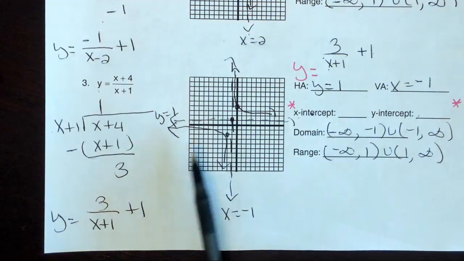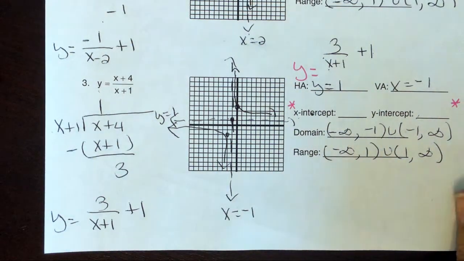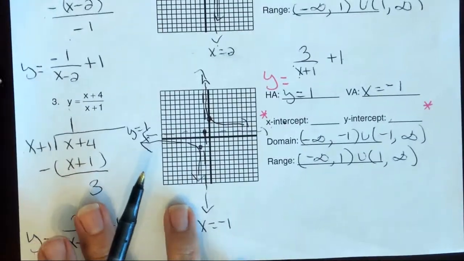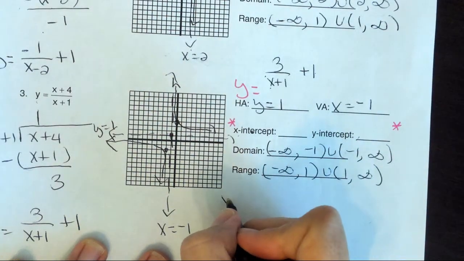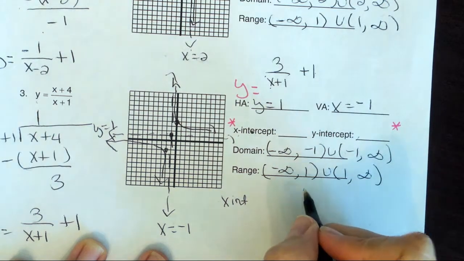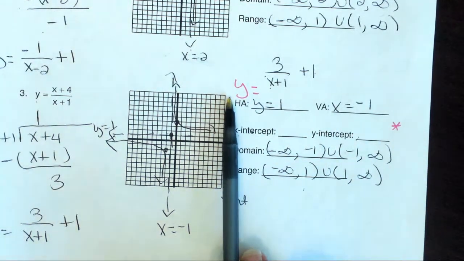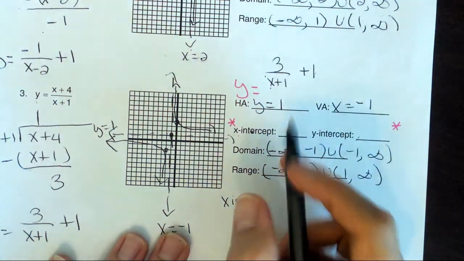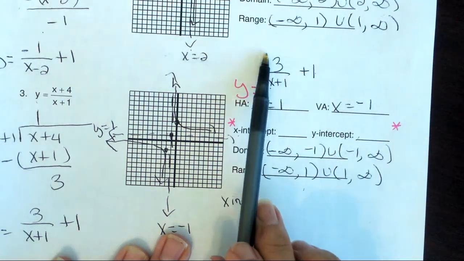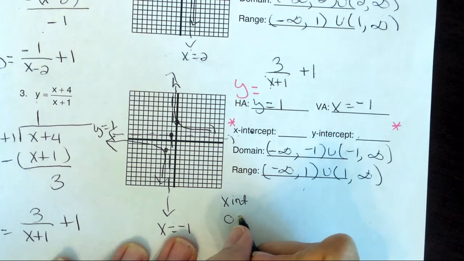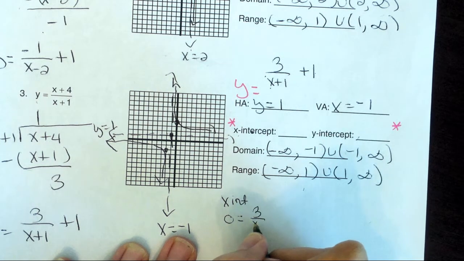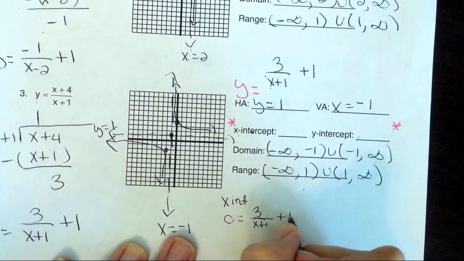Okay, this particular problem did want me to do the x and y intercepts. So I'm going to do them algebraically. These take a little bit of time. So when you do your x-intercept, you're going to let the y equal 0 and solve. So my equation says y equals 3 over x plus 1 plus 1. I'm going to let the y equal 0. So 0 equals 3 over x plus 1 plus 1.